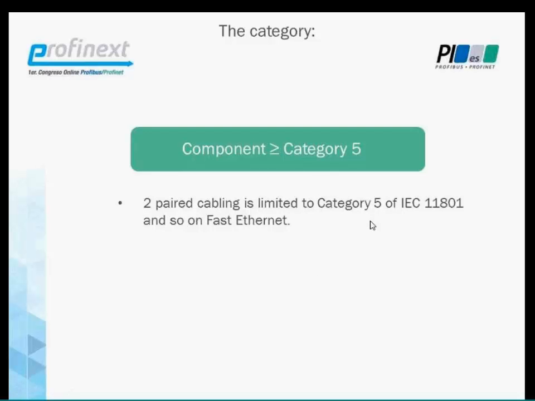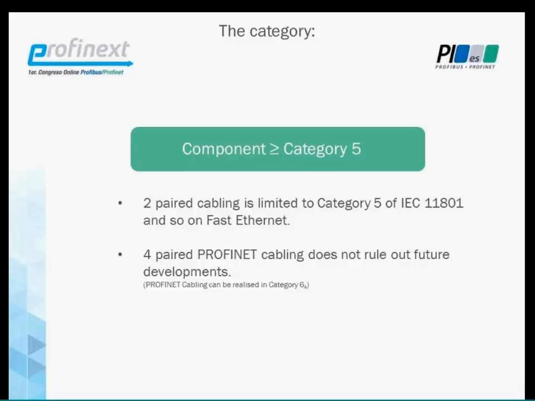Because 2-pair cabling is limited to category 5 of IEC 11801, and so to fast Ethernet. If you have only 2 pairs and category 5, you are only able to use this installation for fast Ethernet. So 4-pair Profinet cabling does not rule out future developments. Profinet cabling can be realized, for example, in category 6A. So Profinet cabling can be used for applications up to 10 gigabit Ethernet.